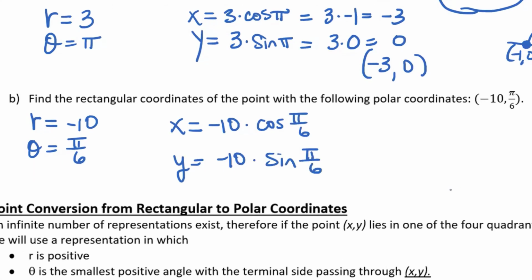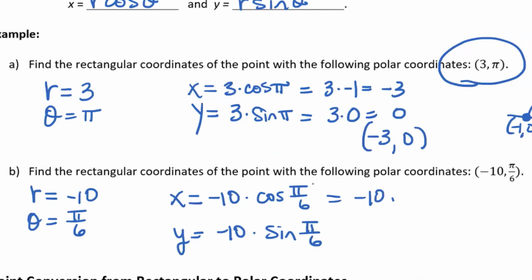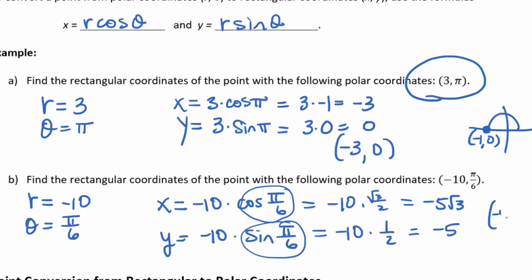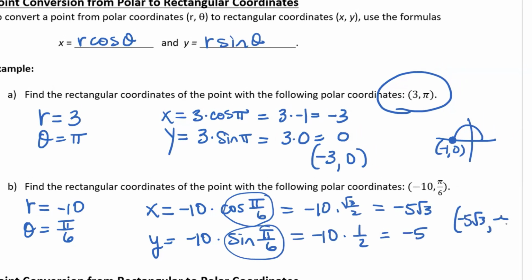These are special angles. We don't use a calculator for this. Cosine of pi over 6 is square root of 3 over 2, so you're going to get -5 square roots of 3. And then what's sine of pi over 6? 1/2. So you're going to get -5. So the pair of coordinates is going to be (-5 root 3, -5).